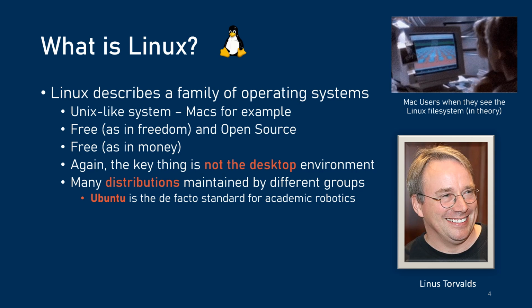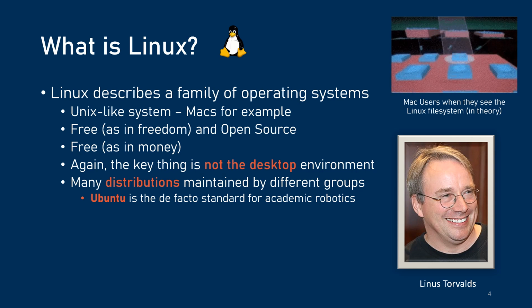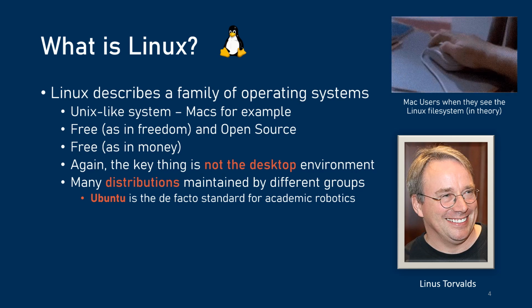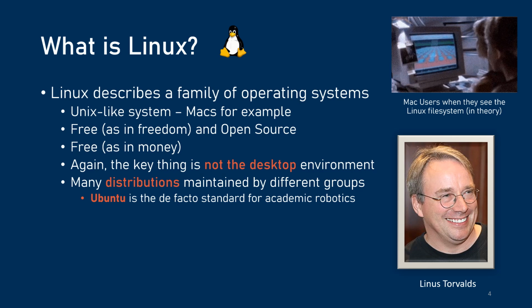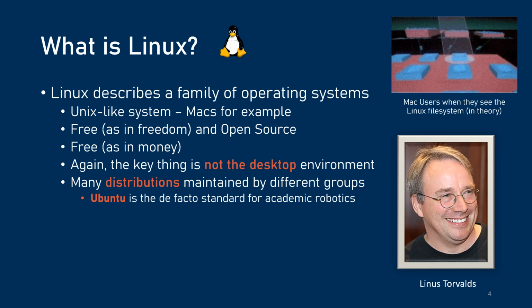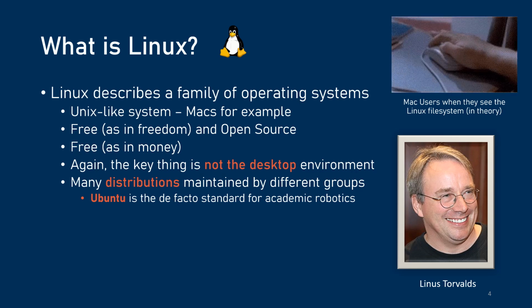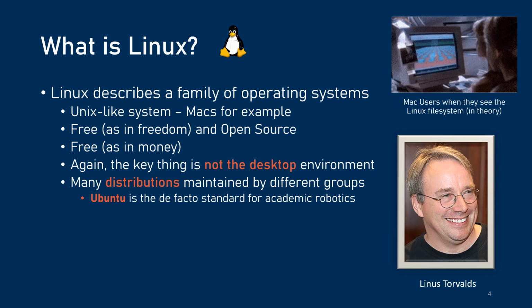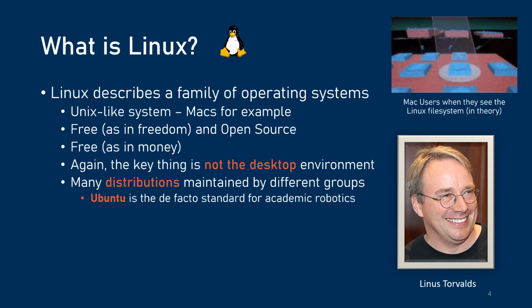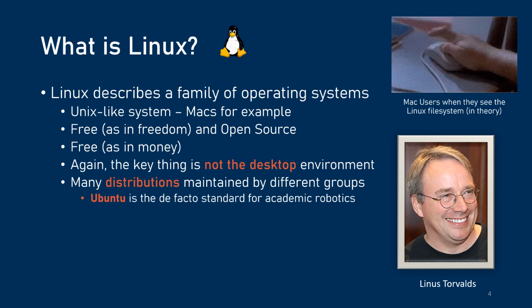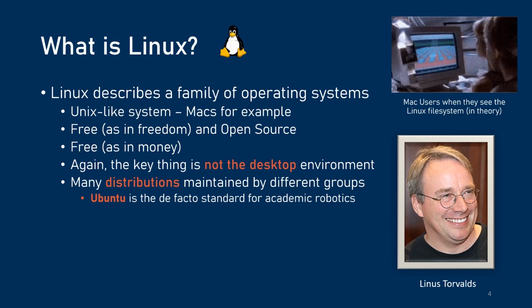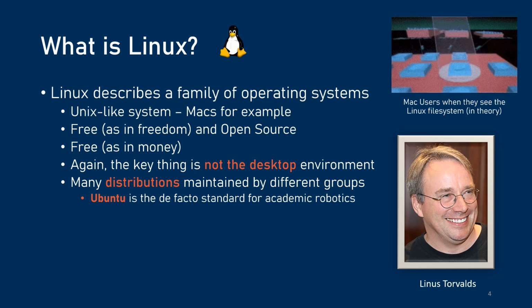And again, the key thing differentiating different versions of Linux is not the desktop environment, though that is the most noticeable component. It is more so what's lying underneath, the tools that it comes with. These different versions of Linux are called distributions, and they're maintained by different groups, some companies such as Canonical or Red Hat, which is owned by IBM. Now, Ubuntu, which is maintained by Canonical, is the de facto standard for academic robotics. It is the one you will see the most, and the one we're going to be using in our group.